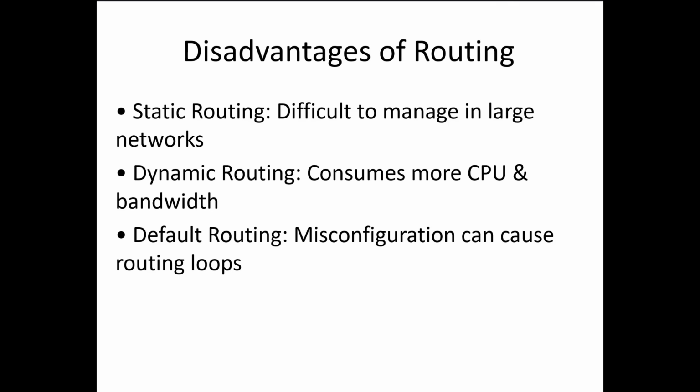The second one is dynamic routing. The disadvantage in dynamic routing is that it consumes more CPU and more bandwidth, because obviously the routers keep learning and keep updating their routes, right? So it consumes more CPU and more bandwidth. And default routing misconfiguration can cause a routing loop. By this we mean that in default routing, we were sending everyone through a single gate only, which can lead to a traffic jam of packets, a huge traffic of packets. So this is one thing which can occur in default routing, and it can create issues if misconfigured.